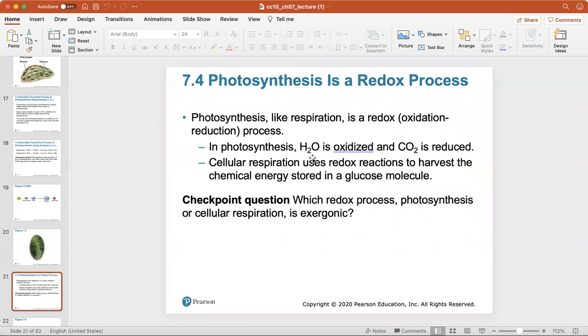Photosynthesis, like respiration, is what we call a redox reaction, which is an oxidation-reduction process. And in photosynthesis, water is oxidized and carbon dioxide is reduced. Cellular respiration uses these redox reactions to harvest the chemical energy stored in a glucose molecule.